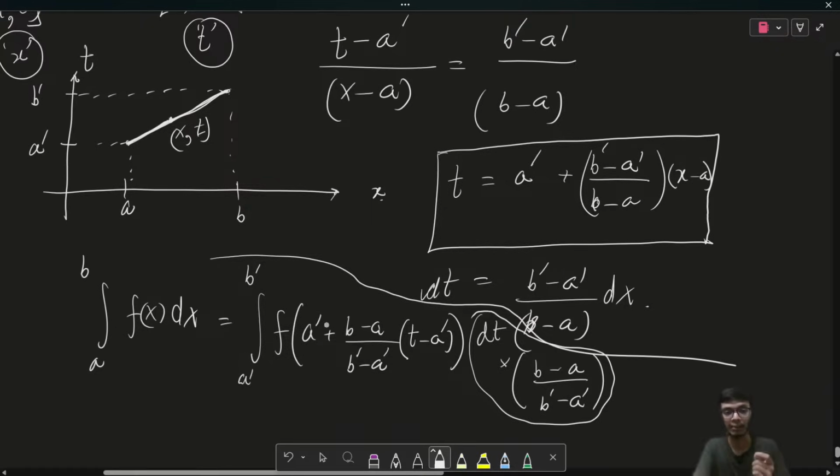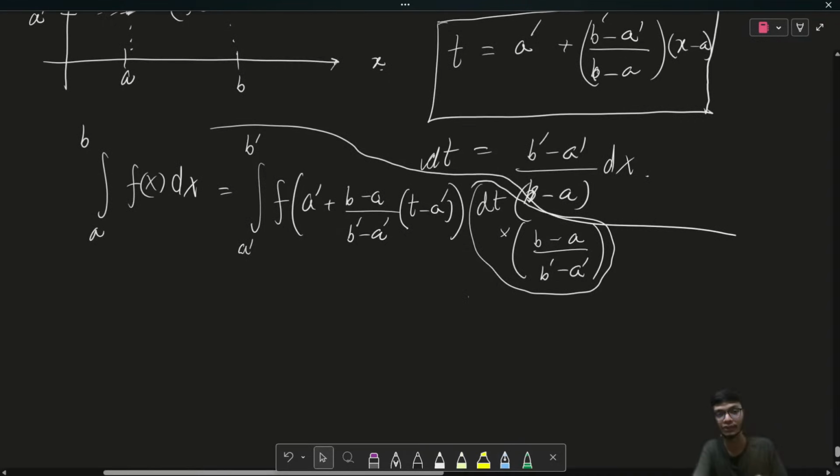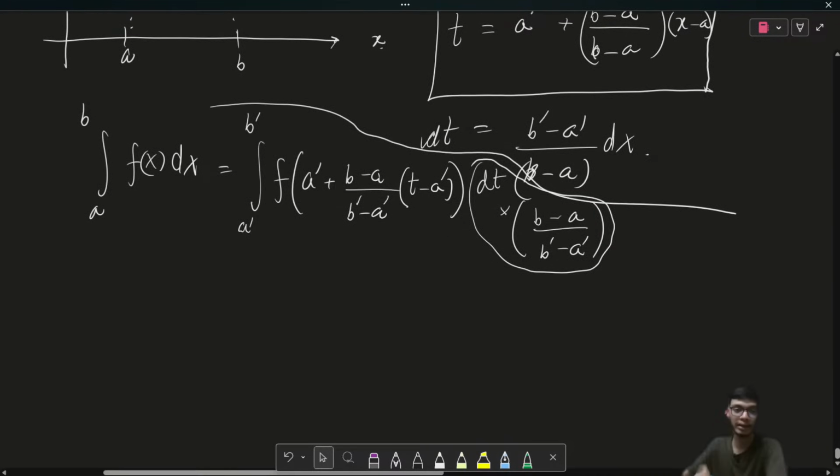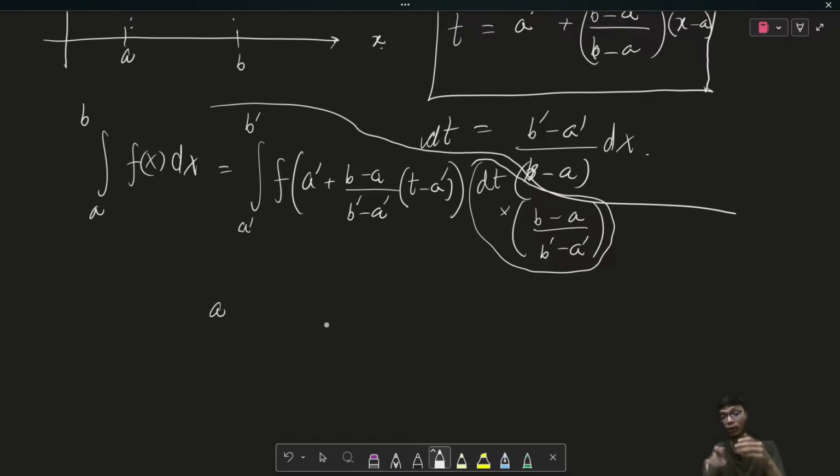So therefore, I am able to transform my variable x to another variable t for which I am satisfying the given requirement, right? This can be done for any general case. For example, if you want to do a transformation from -1 to +1, then you can put a dash as -1 and b dash as +1. So I'm showing you the general case. And now our requirement was that a dash should be 0 and b dash should be equal to 1.